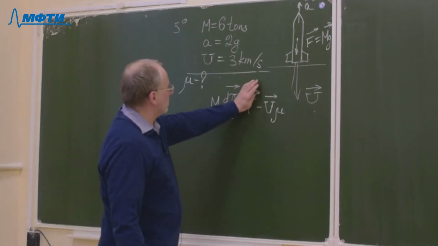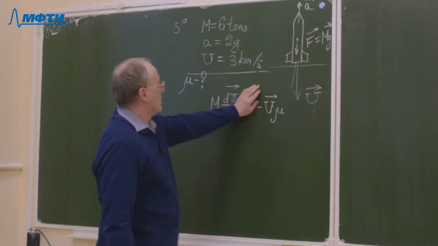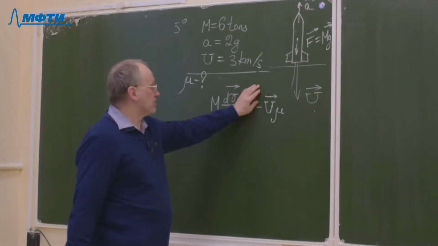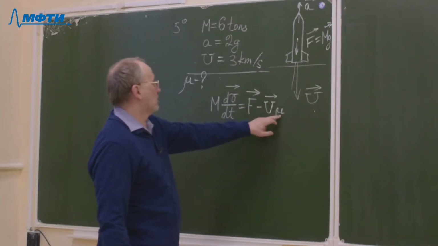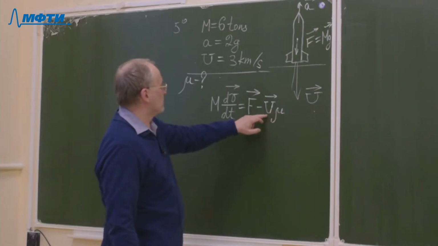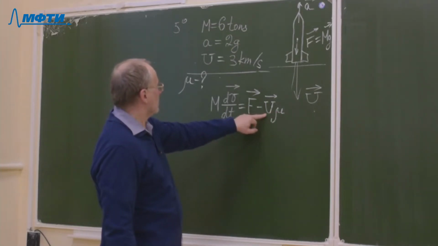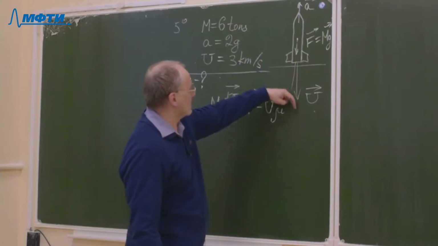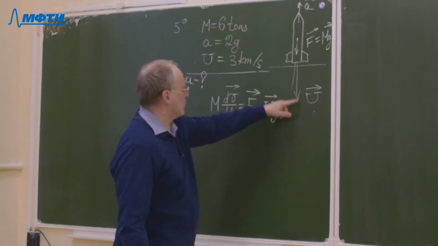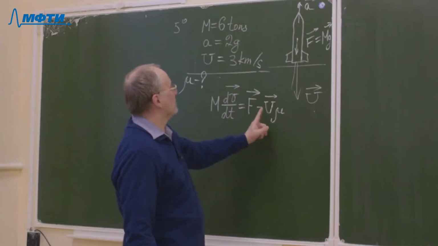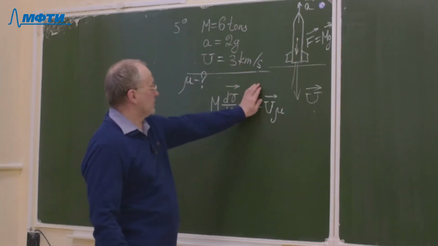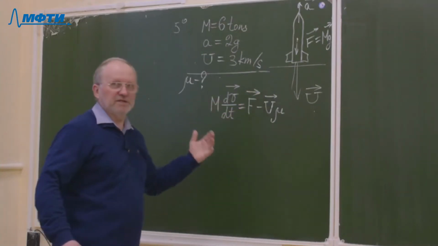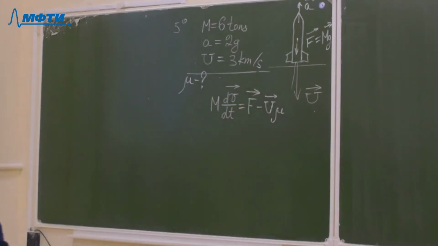If the external force is zero, then this is another situation: we have only fuel consumption, the rate of fuel consumption, and the velocity of gas. The velocity of gas is directed downward, and minus this vector will be directed upward, and the acceleration will be directed upward if there is no external force. Everything is clear, natural, understandable.